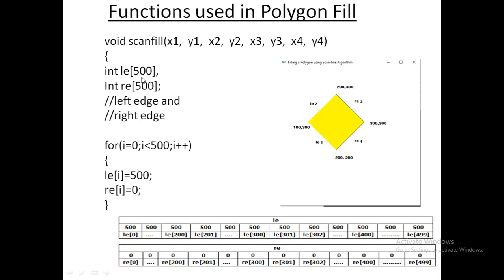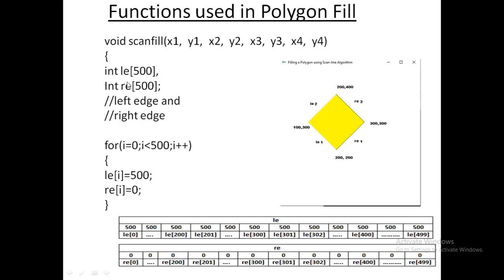It is a user defined variable. You can understand the coordinates are below 500. You see here it starts from 200, 300, 400 and again 300. We are not drawing a polygon bigger than 500, so this array is declared with 500. So it depends on your coordinates, you can change the value.